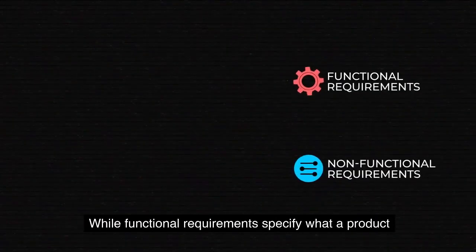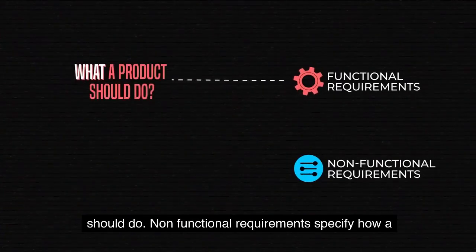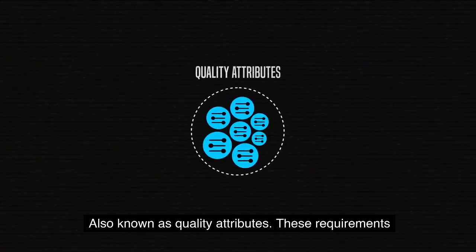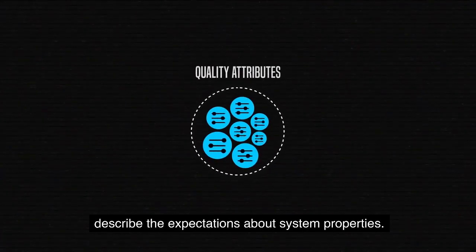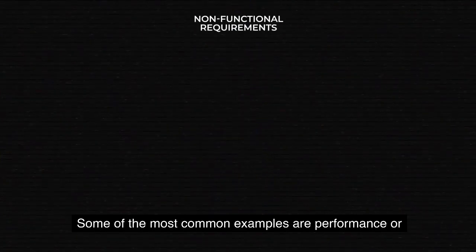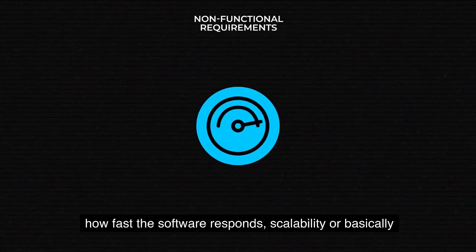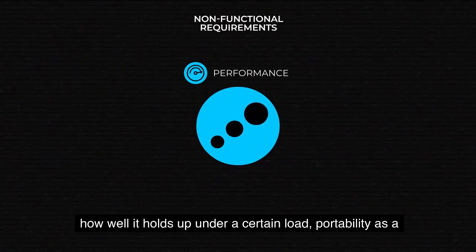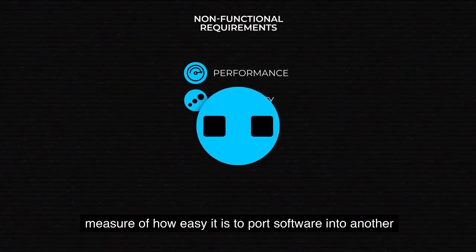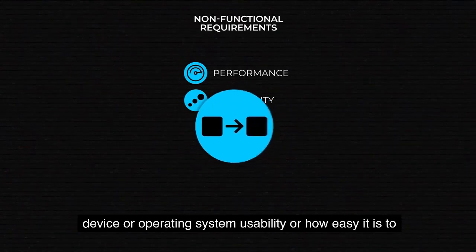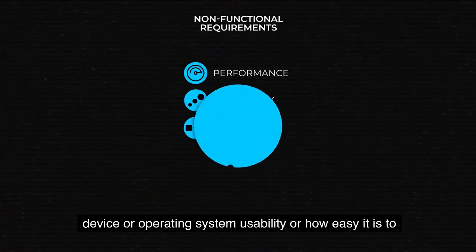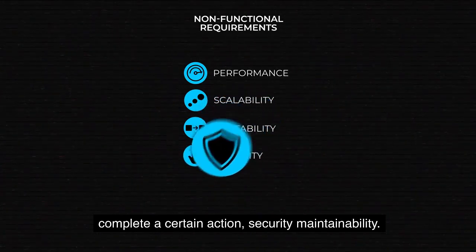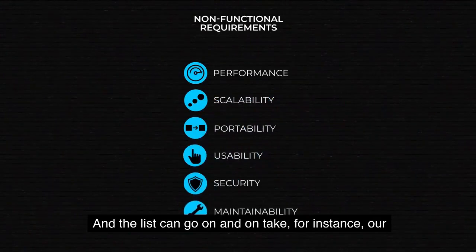While functional requirements specify what a product should do, non-functional requirements specify how a product should do it. Also known as quality attributes, these requirements describe the expectations about system properties. Some of the most common examples are performance, or how fast the software responds; scalability, or basically how well it holds up under a certain load; portability, as a measure of how easy it is to port software into another device or operating system; usability, or how easy it is to complete a certain action; security; maintainability, and the list can go on and on.